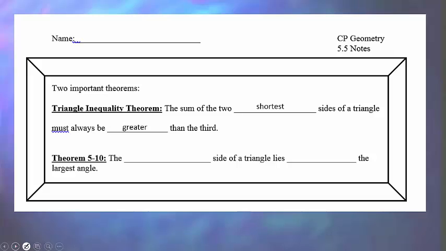And the second theorem is pretty easy. It just says that the longest side of a triangle is always opposite the largest angle. So it works like the smallest side of a triangle is across from the smallest angle and vice versa. So if I give you the angles, you could put the sides in order from least to greatest for me.